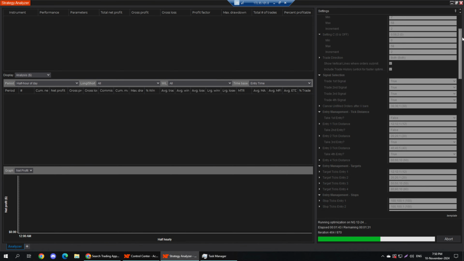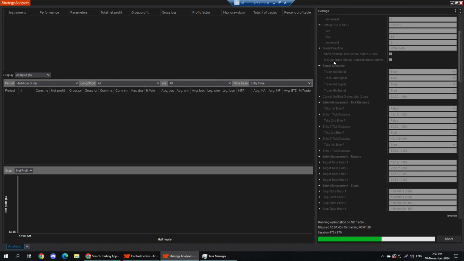Okay, so we'll just keep it running. And if you untick this trade history box, this will cut the time down drastically. So if you just want to start playing around with optimizations, you can run it without the trade history, and then you can see the results. And then once you've filtered some of the results, you could include the trade history to see the actual trades that had entered, listed in the display.